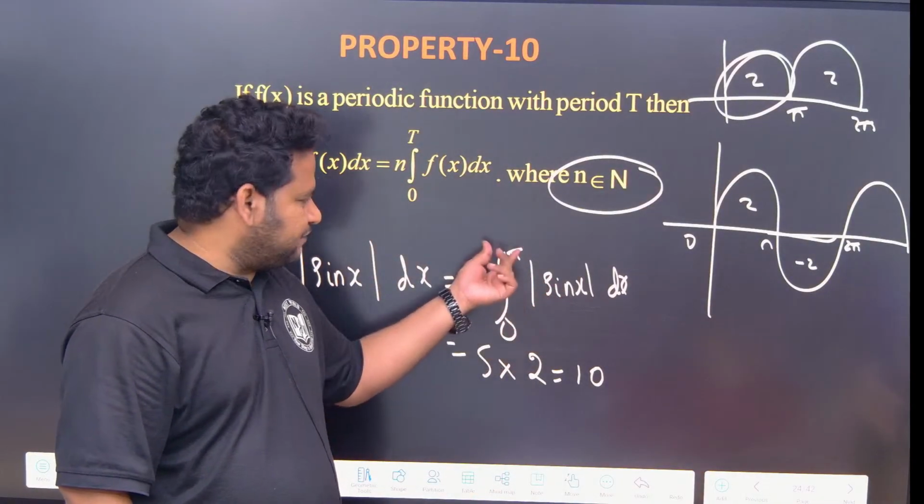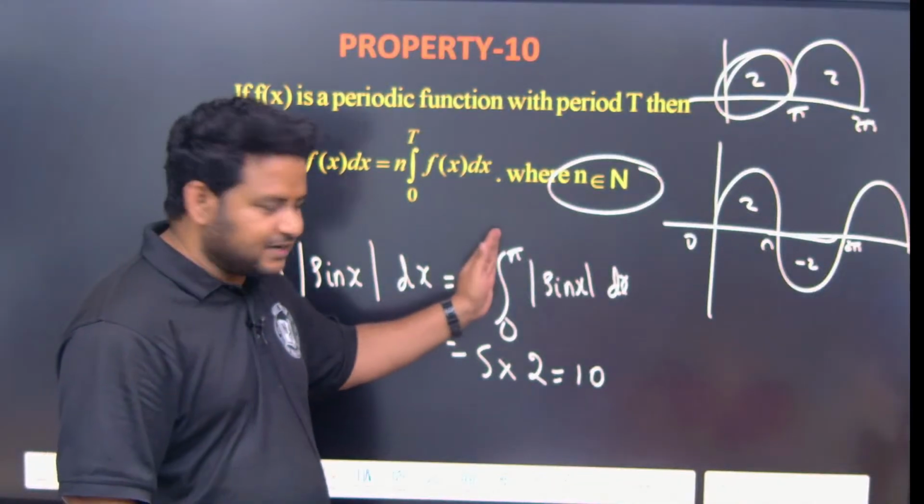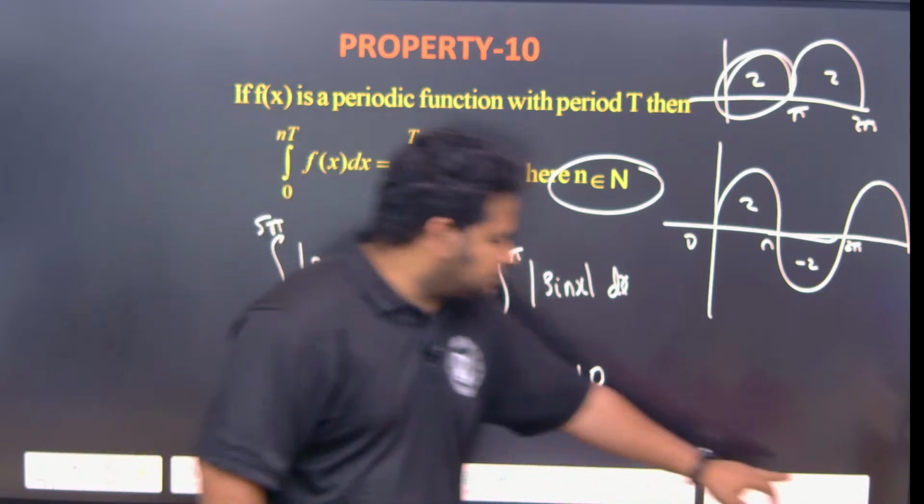Pi, so pi will be here. Phi, I brought it down. Nt means n, I brought it down. This is the period. Pi is the period. Okay. Next. Now see here.